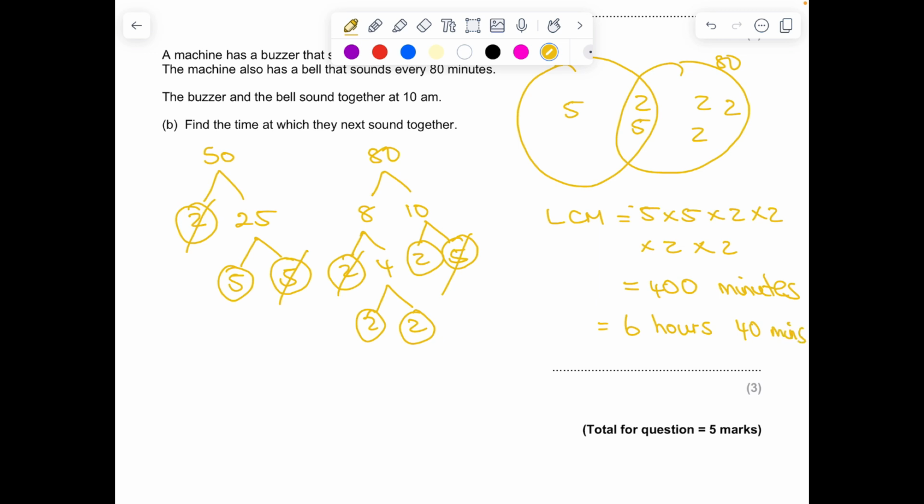So when I add that to 10 a.m., 2 hours will take us up to 12 p.m. Then we've got 4 more hours, so that's 4 p.m., and remember how we write p.m. So 16:40, or if you put 4:40 p.m., that is also fine. Okay, so 16:40 or 4:40 p.m. is when it will sound together again.